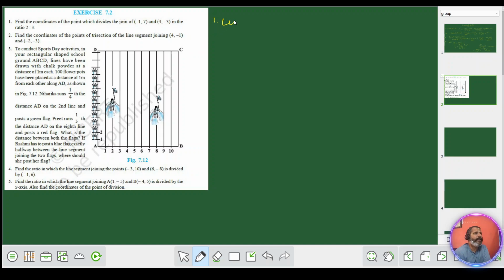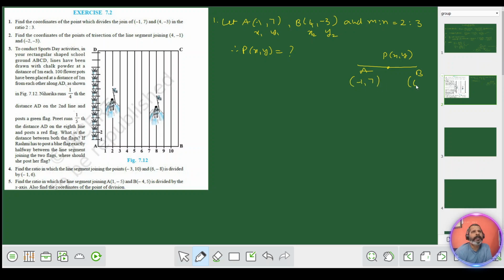Let's see. Let A be (minus 1, 7), B be (4, minus 3), and P of (x, y) is what is asked. The ratio is given, that is m is to n is equal to 2 is to 3. So we know this is x1, this is y1, this is x2, this is y2. Therefore, P of (x, y) is how much is the question. Understood? If you want to see it in the geometrical representation, A is given as (minus 1, 7), B is given as (4, minus 3), and the ratio is 2 is to 3. We'll use the section formula.